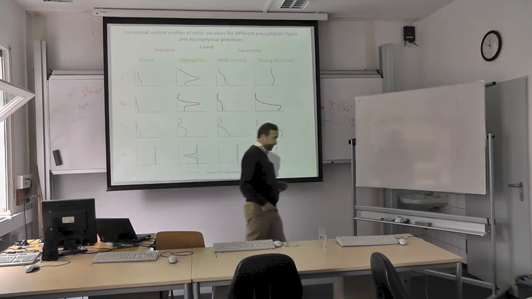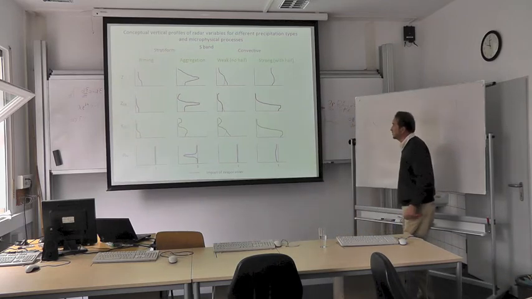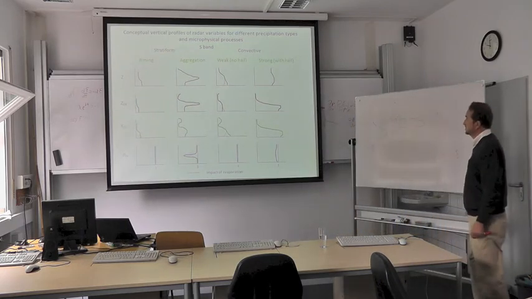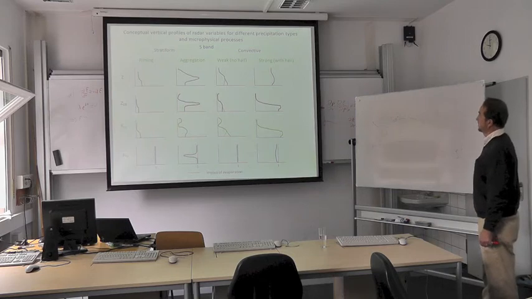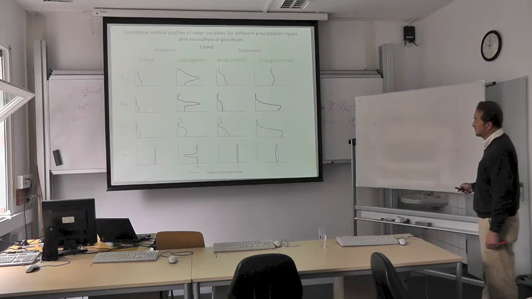This is a cartoon that very schematically shows conceptual vertical profiles of radar variables for different precipitation types and different microphysical processes. So in terms of ZDR, we don't have much of a bright band. That basically repeats what I said before. Okay, cross-correlation coefficient doesn't show any decrease in the melting layer. However, with aggregation, first of all, we have this good bright band: increase in radar reflectivity, increase in differential reflectivity, decrease in cross-correlation coefficient.